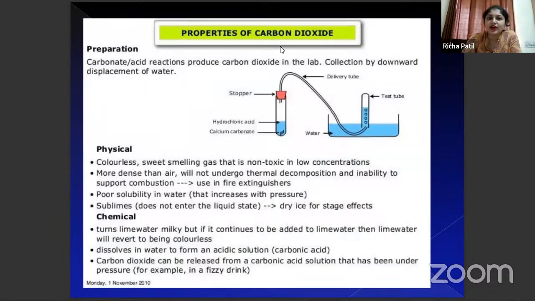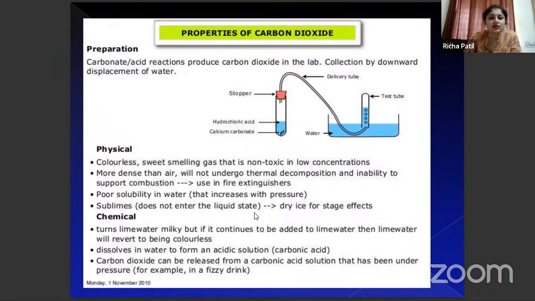So what are the properties of carbon dioxide? It is colorless, sweet smelling, and non-toxic in low concentrations. It is more dense than air. It will not undergo thermal decomposition and it is unable to support combustion. Because of this property, it is used in fire extinguishers. It has poor solubility in water. It sublimes. Sublimes means what? It does not enter the liquid state. Directly from solid, it turns into vapor state.